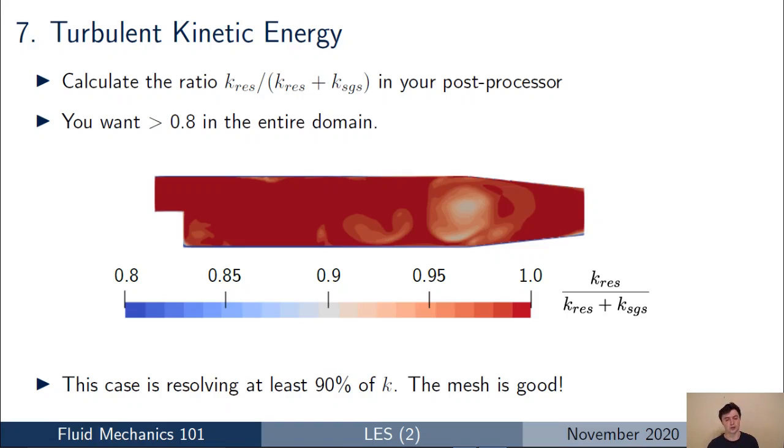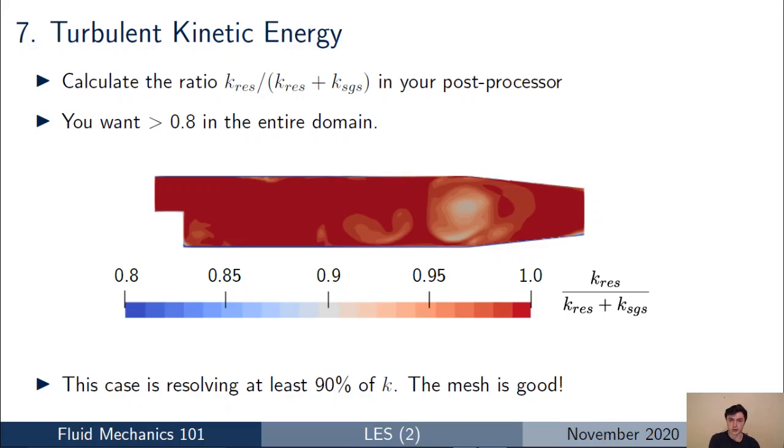And really, this is an important point, and the reason I've got for you a contour plot on the slide is that this is a field that you've calculated for the entire CFD domain. So K-res, K-SGS, and the ratio are all fields that you can calculate in the post-processor, so you can look at them. And what this ratio is telling you is the fraction of the turbulent kinetic energy that the LES mesh is resolving. And as a reminder, you want to aim for at least 0.8 or 80%.